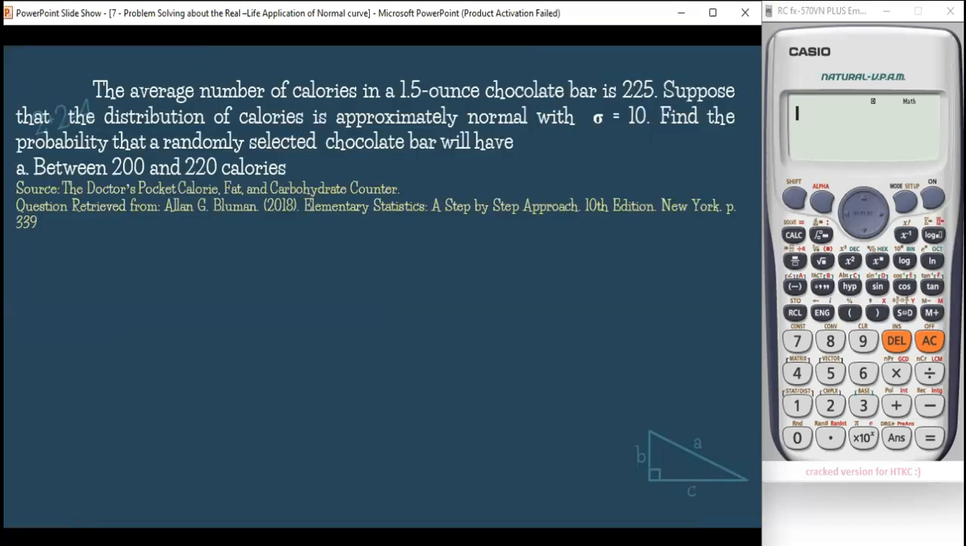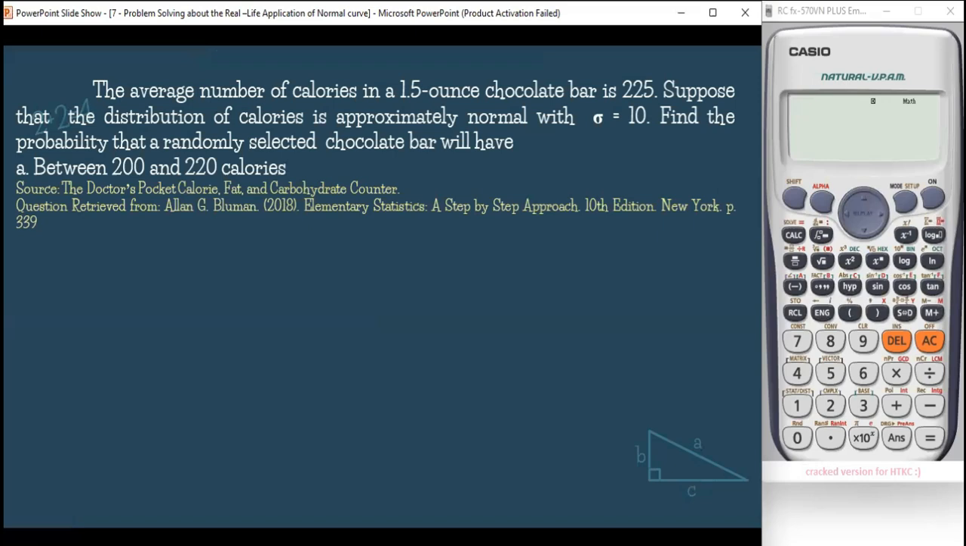So yes po, our first example was extracted from the book of Alan G. Bluman, Elementary Statistics, A Step-by-Step Approach, 10th edition, New York, page 339. I think the direct source of this question is from the Doctor's Pocket Calorie, Fat, and Carbohydrate Counter. However, since I've borrowed this directly from Alan G. Bluman's book, I've also made mention that the source of this question is from both of them.